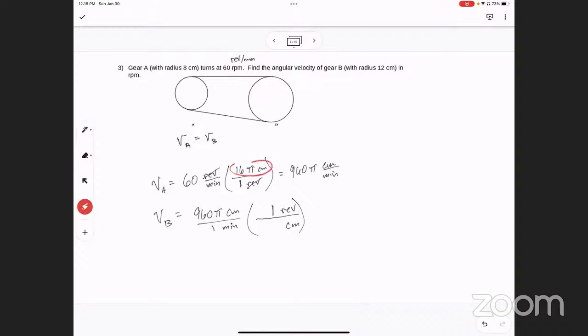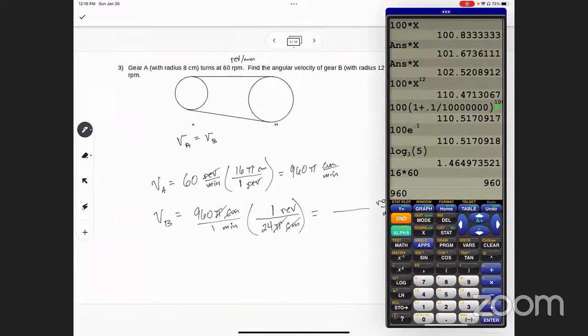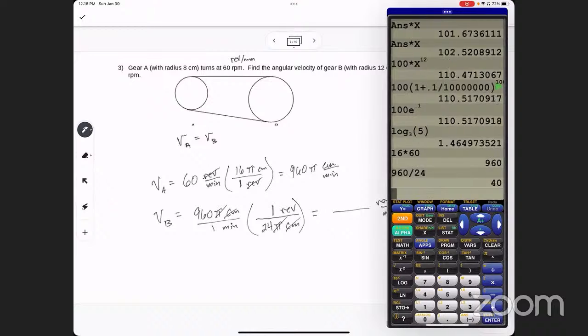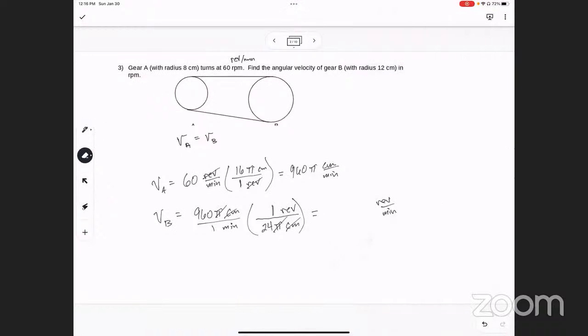So this was 16 pi. This is going to be, what's one revolution? What's the circumference, in other words? Circumference is 24 pi. Perfect. It's 2 pi r, so 24 pi. And now simplify. So I have revolutions per minute. My units are all cleaned up. The pi's cancel out. Does 24 go into 960? I hope so. Hey, how about that? It's exactly 40.